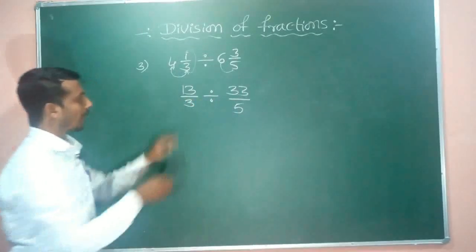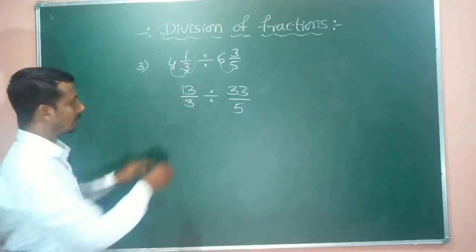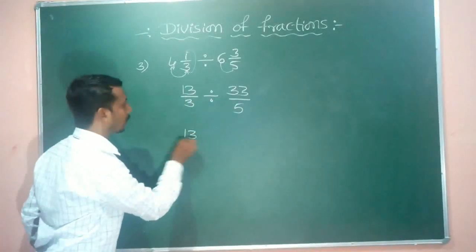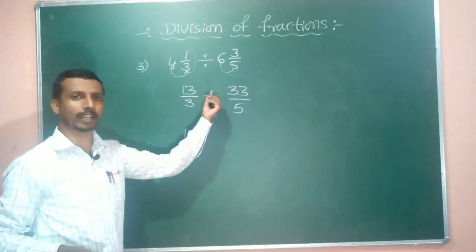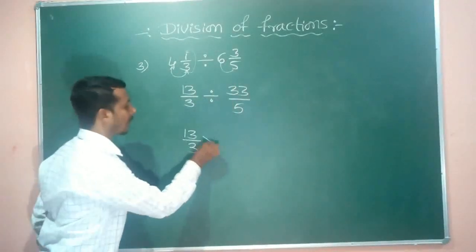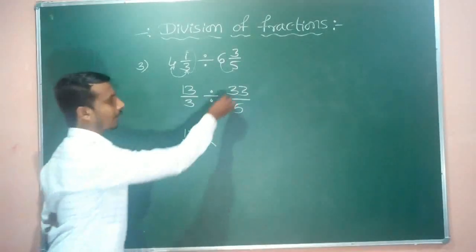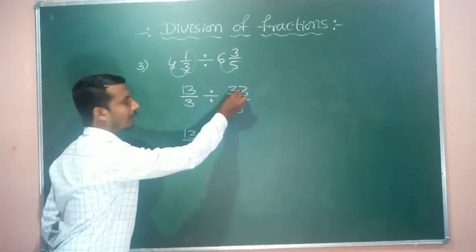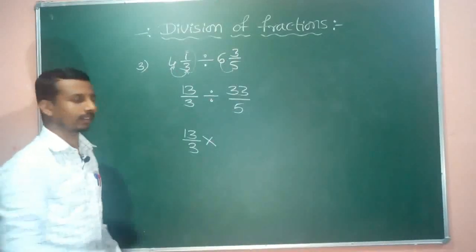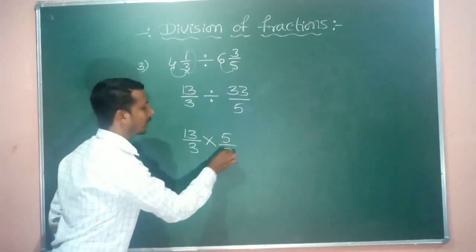Here the first fraction we write as it is, that is 13 by 3. Then we change the division sign to a multiplication sign. Then next write the reciprocal of the second fraction. The reciprocal of 33 by 5 is 5 by 33.